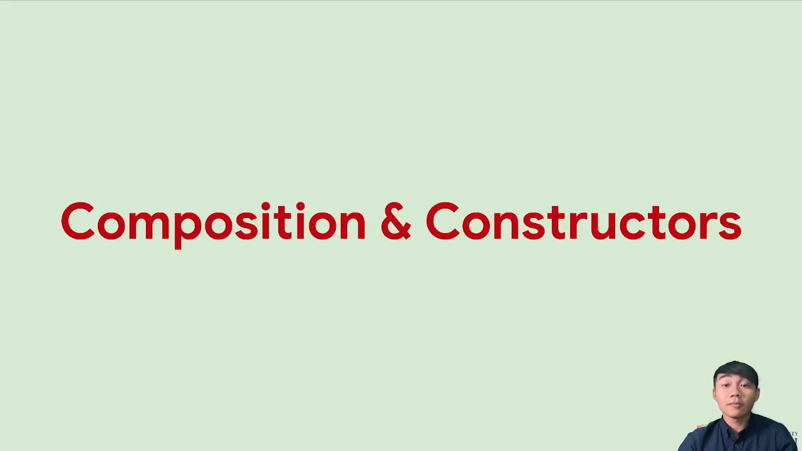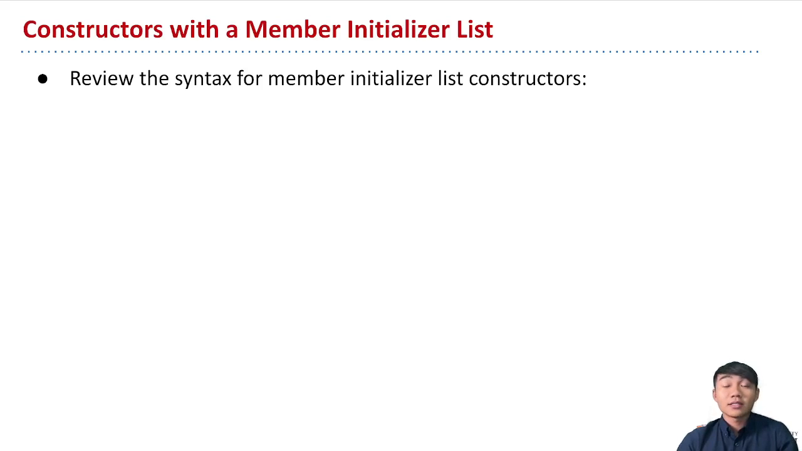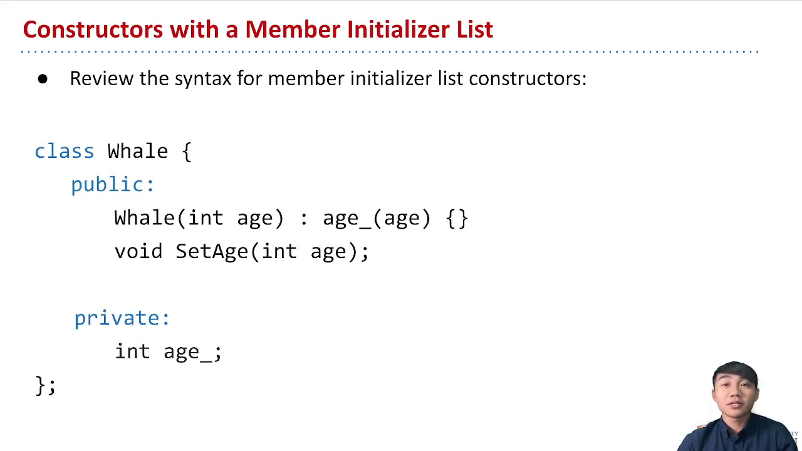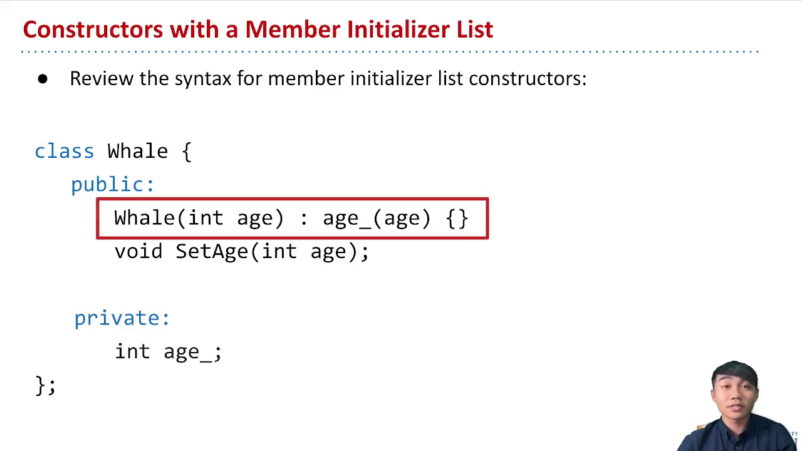So let's see how composition works when defining our constructors. Let's look back at the syntax for writing a constructor with a member initializer list. The member initializer list is inserted after the constructor parameters. It begins with a colon, as you can see here, and then it lists each variable to initialize along with the value for that variable that we want to initialize it to within the parentheses.